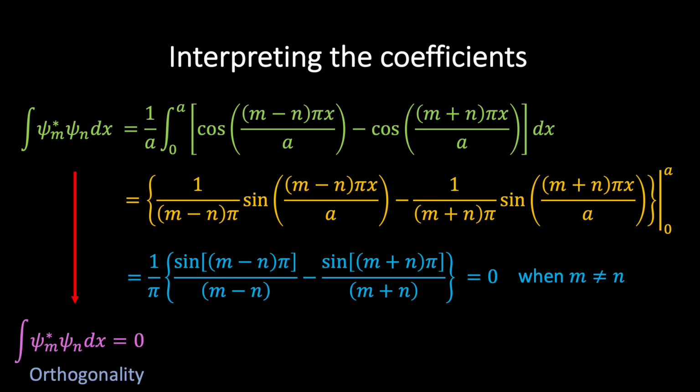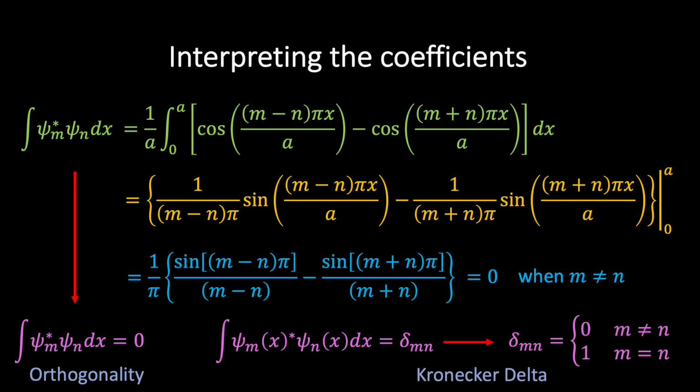In that case, we have to use the normalization condition, which tells us that when m equals n, the integral will be equal to 1. In fact, it's customary to combine both orthogonality and normalization into a single statement which takes the following form. Here, delta mn is referred to as the Kronecker delta, and is defined by the fact that when m equals n, it's equal to 1, and when m is not equal to n, the Kronecker delta is equal to 0. And finally, we say that the eigenstates satisfying this condition are orthonormal.